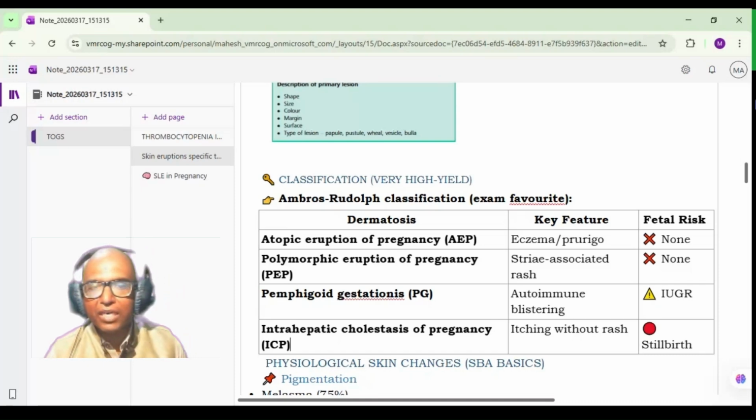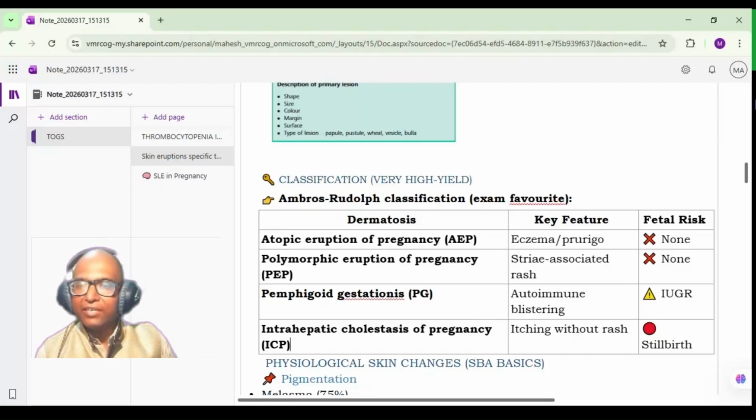Okay, what happens in atopic eruption of pregnancy? Key feature is eczema and prurigo. There is no fetal risk in this condition. The next one is polymorphic eruption of pregnancy. Generally, it is associated with the striae and a rash is there. Okay, but there is no fetal risk.